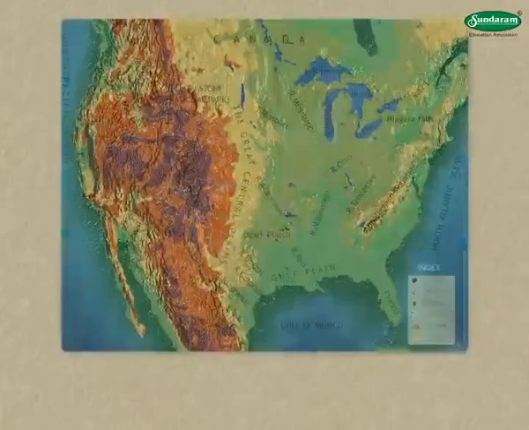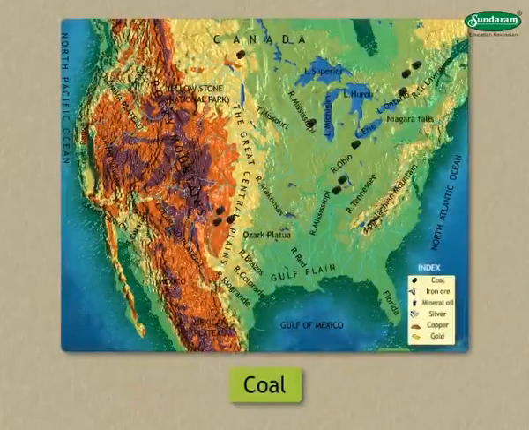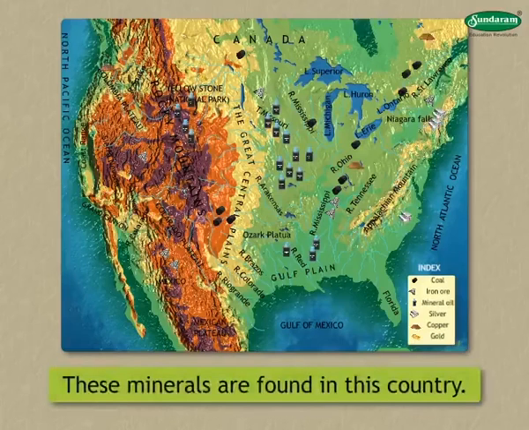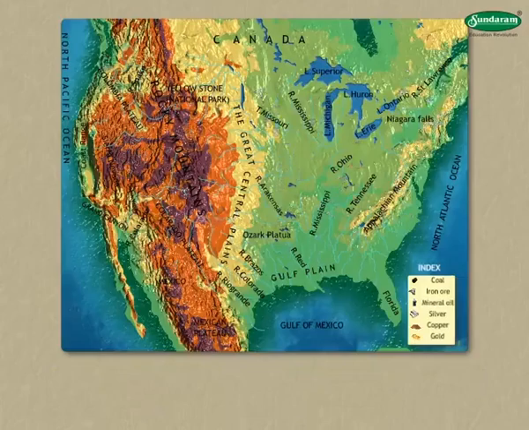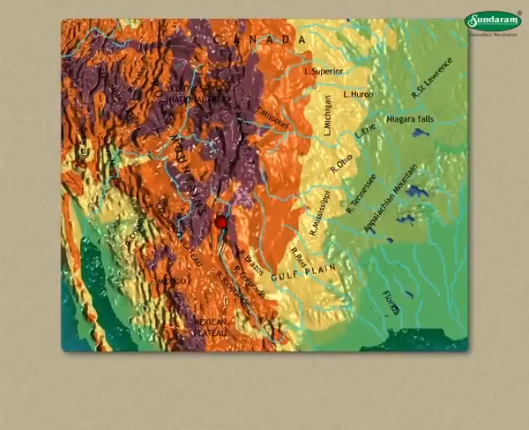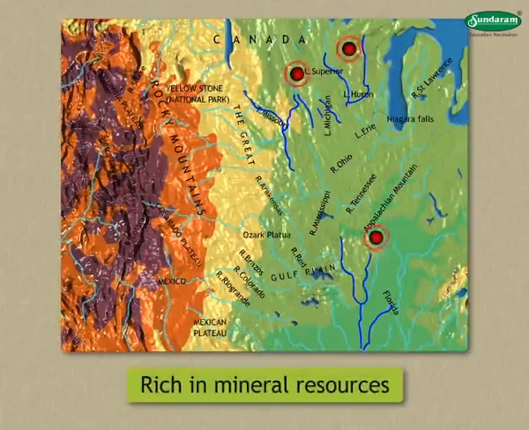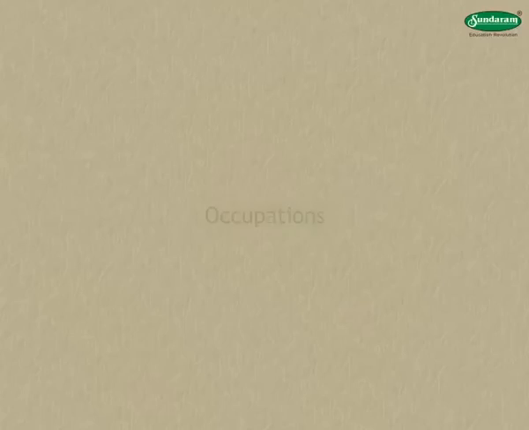Minerals. See this map. Coal, iron ore, mineral oil, silver, copper, gold, and other minerals are found in this country. The region around the lakes, Colorado Plateau, and basins of Mississippi and Missouri are rich in mineral resources.